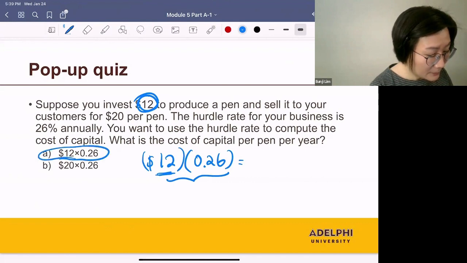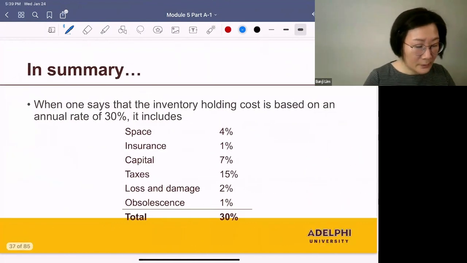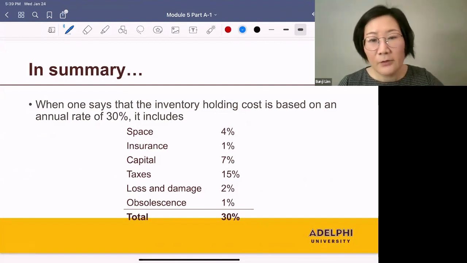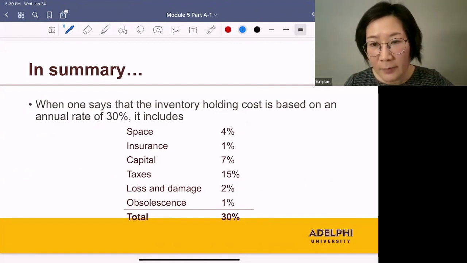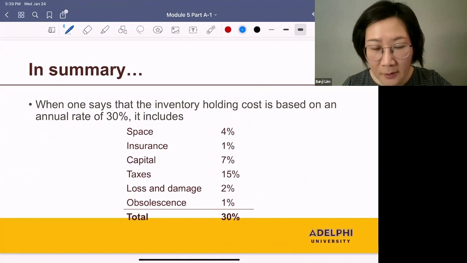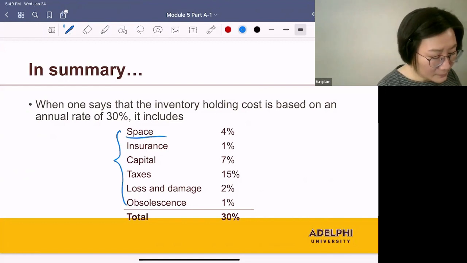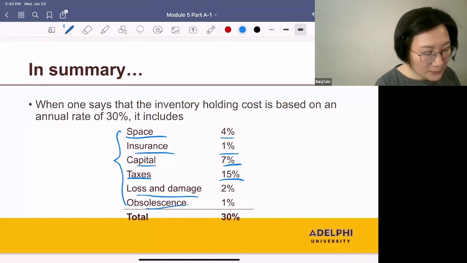So that's going to be part A. So in summary, when one says that the inventory holding cost is based on an annual interest rate of 30%, for example, it includes all of this: the space, the insurance, capital, the cost of capital, taxes, loss and damage, obsolescence.